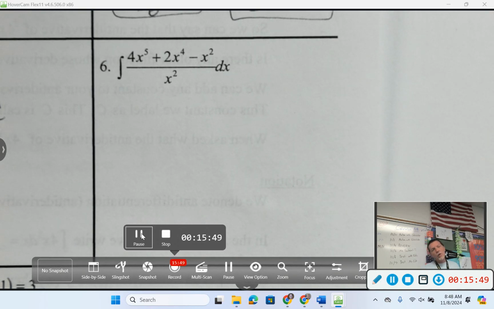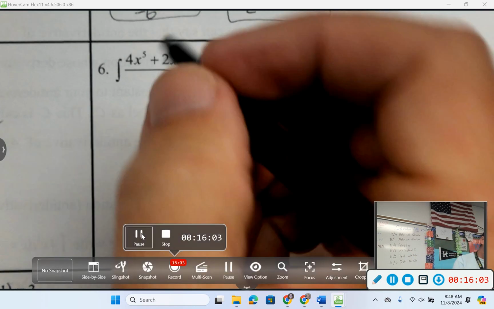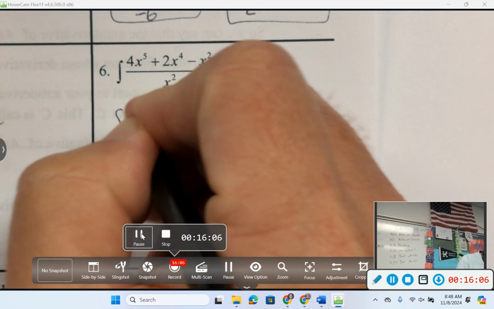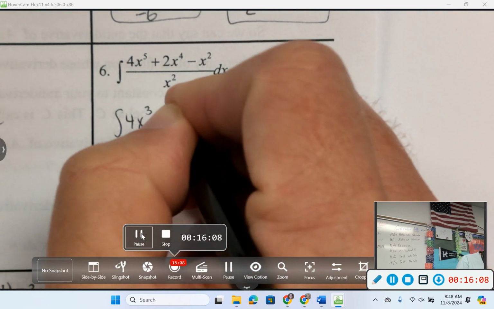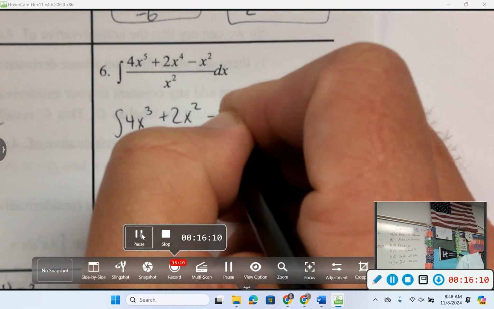Like, that looks like a quotient rule problem. The trouble is there's not a quotient rule for backwards problems. There's not a quotient rule for antiderivatives. So what can I do to get around the quotient rule? Yeah, this one's easy. I can just divide everybody by x squared. I mean, I'd probably do that if I was taking a derivative, because it would make life a whole lot easier.